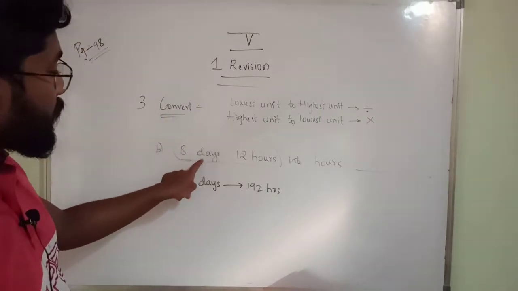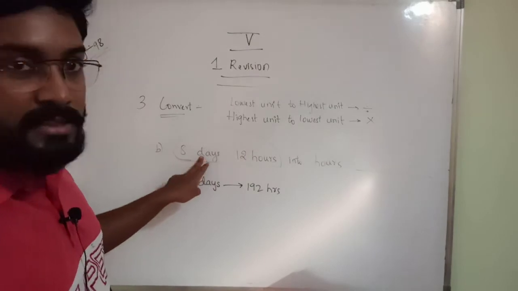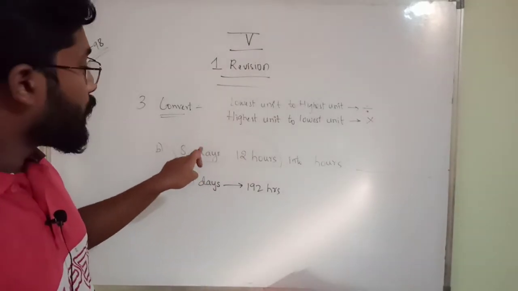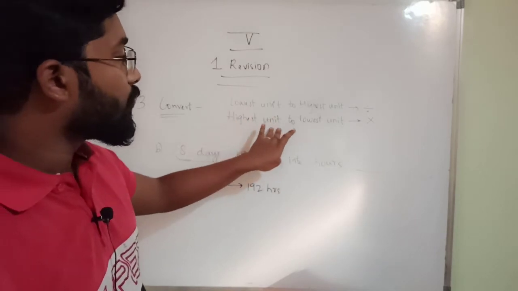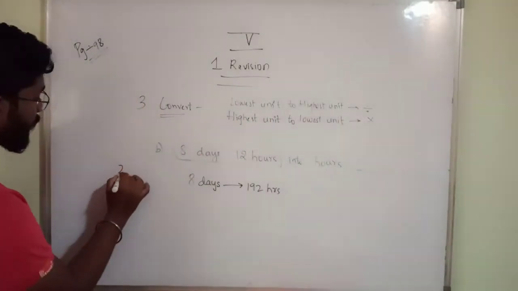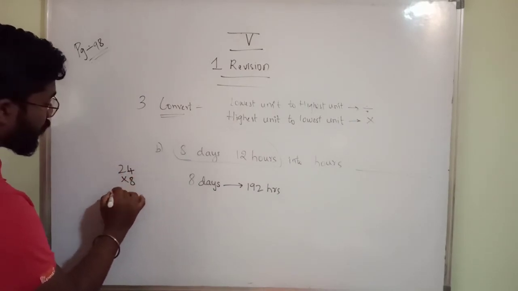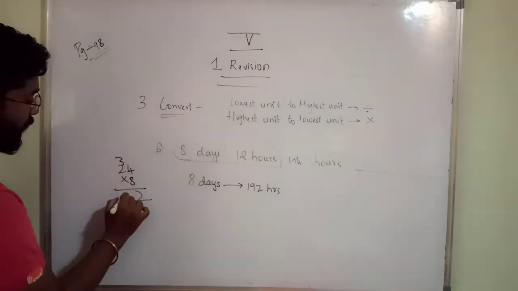So this is in days. You have to convert it to hours. Days is the highest unit. From days to hours, what do you have to do? Highest unit to lowest unit, you have to do multiplication. So that's why I did 24 into 8. I got 8 4s are 32, 8 2s are 16, 16 plus 3, 19.